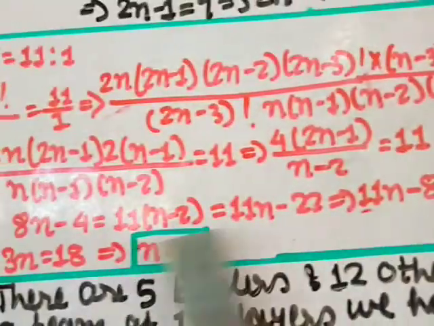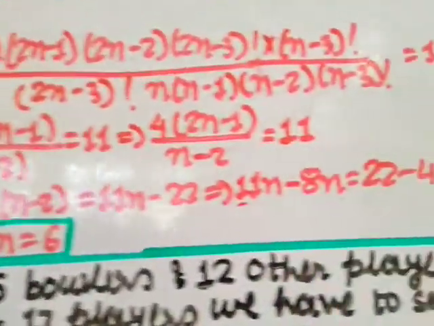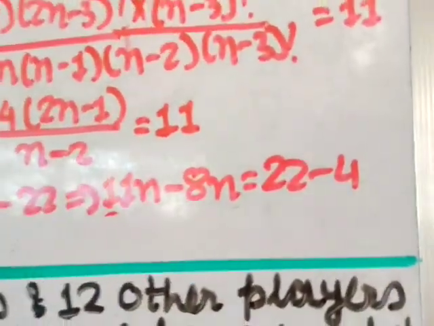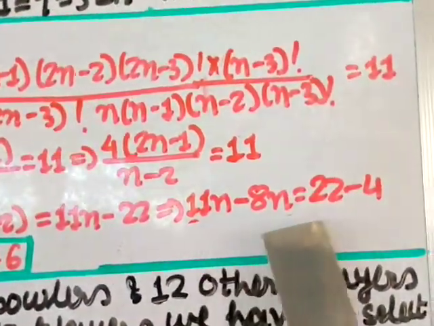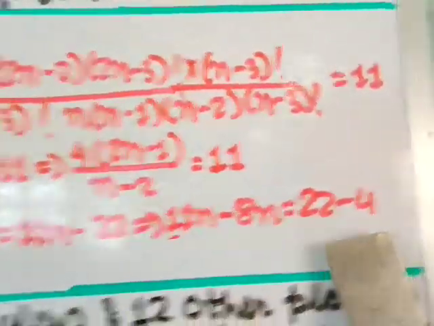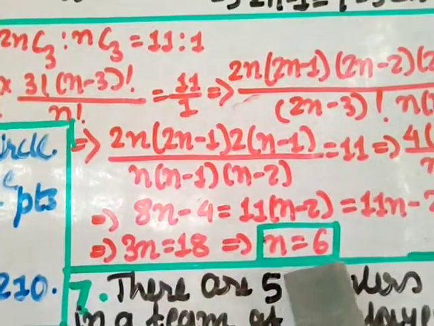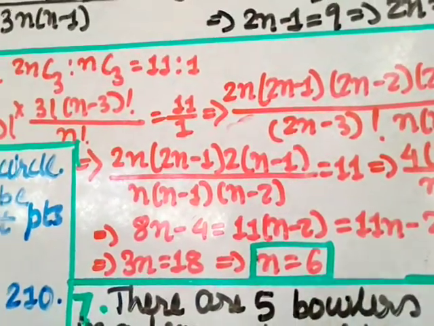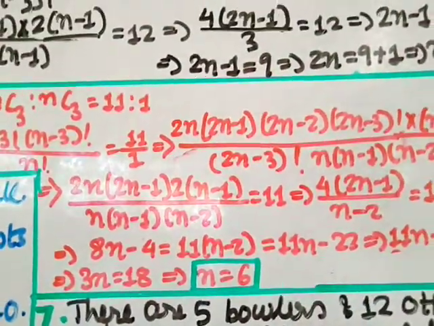Okay, just simplify and rearrange n terms together and constant term together without the n. So here 11n minus 8n will give you 3n and 22 minus 4 will give you 18. Okay, divide by 3, so you get n value as 6. So that is the solution for question number 2, part 2.